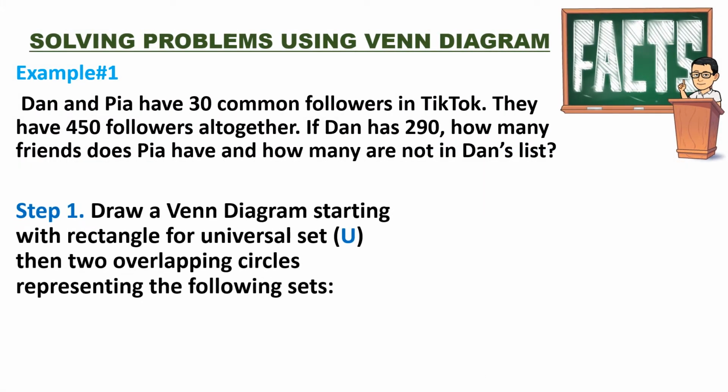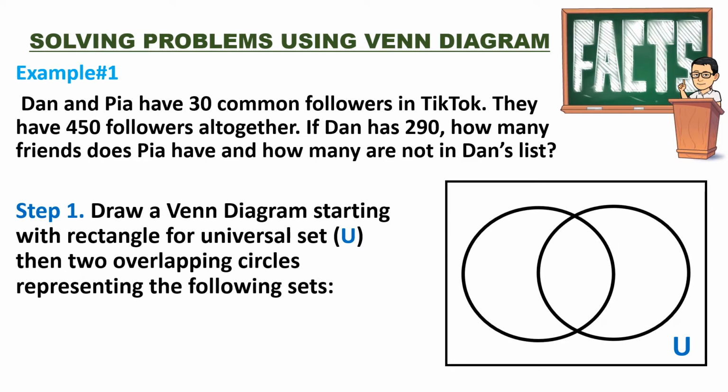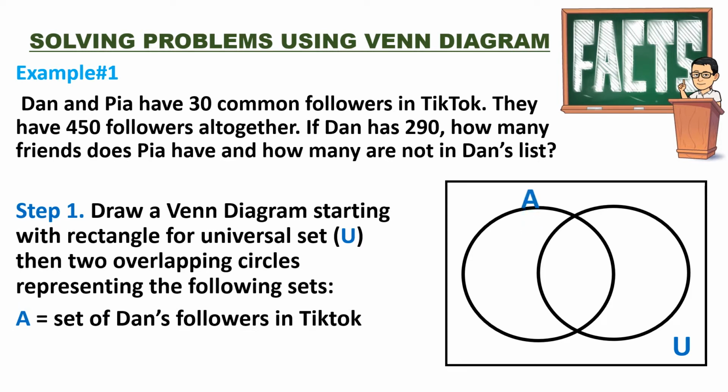Step 1. Draw a Venn diagram starting with the rectangle for our universal set U. Then two overlapping circles representing the following sets. Set A, set of Dan's followers in TikTok. Then we have set B, set of Pia's followers.